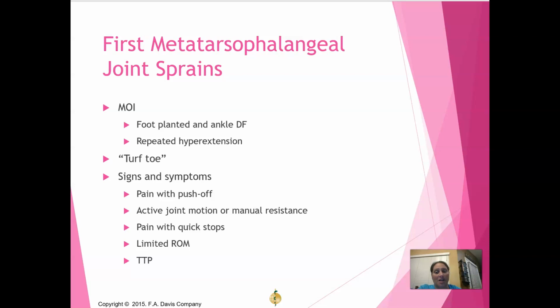First, metatarsophalangeal joint sprains. We learned this in the last class as turf toe. The stereotypical mechanism of injury is going to be repeated hyperextension, where the foot is planted and the toe is dorsiflexed. So the foot is planted, you might be up on the balls of your feet, and then that big toe is dorsiflexed. You're going to have pain with push-off, not have a ton of range of motion, and be painful when we're planting and twisting.